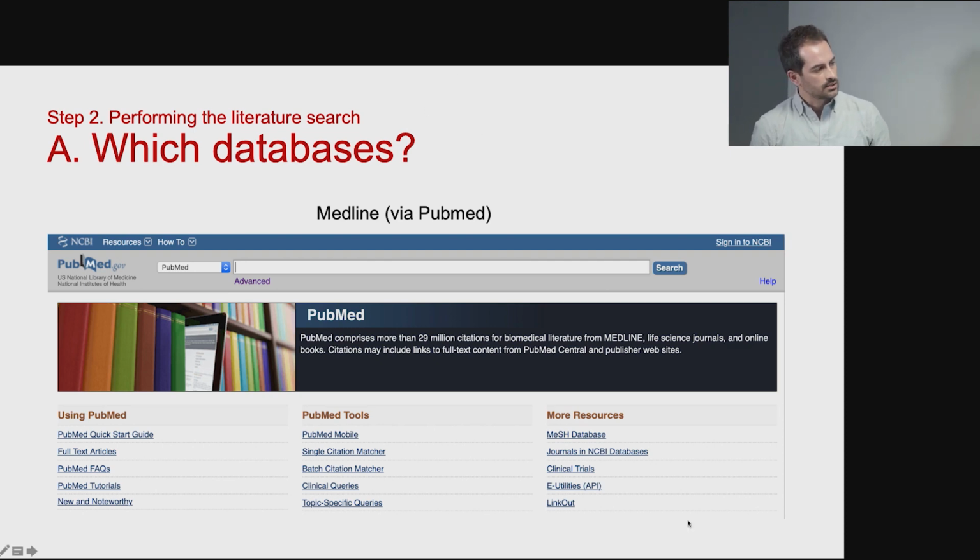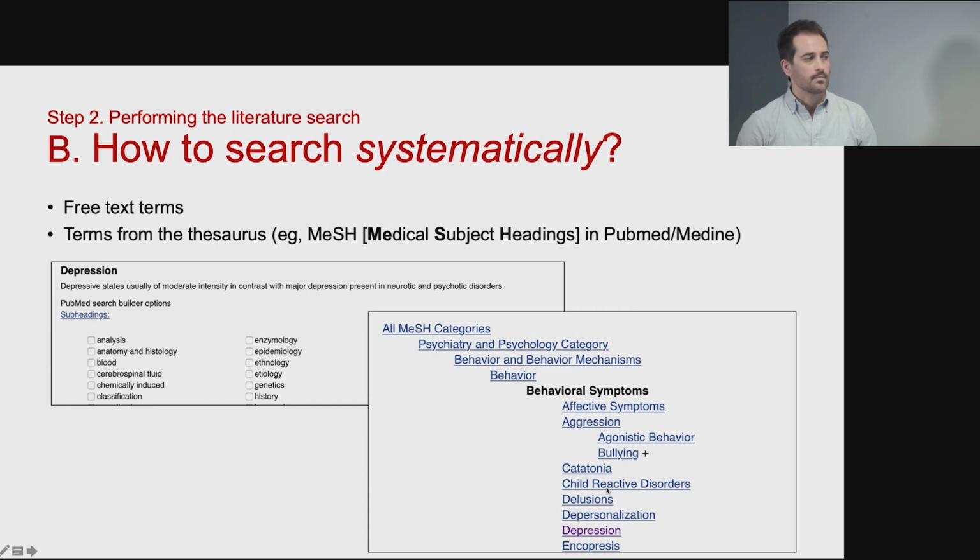You may also note that here there is a MeSH database. This is a very useful tool. Why? Because in this PubMed search string, you can enter free text terms, whatever word you want, but also use some terms from the thesaurus. The thesaurus is like a dictionary, a vocabulary that each of these databases has. There is one thesaurus, one dictionary for each database. And in PubMed, for example, it's called MeSH, medical subject headings.